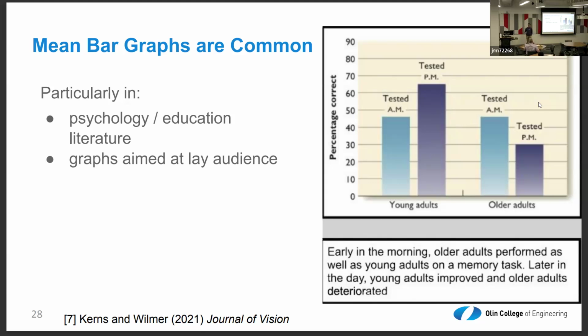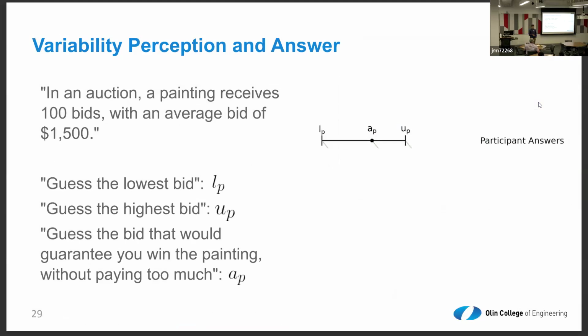So these mean bar graphs actually do show up in the wild. They're often used to report simple numbers. How are we actually gathering information from our participants? So here's that same text-only auction stimulus that I showed earlier. We're telling them some basic facts about the situation. We're asking for a few pieces of information.